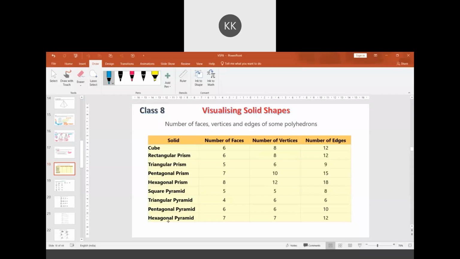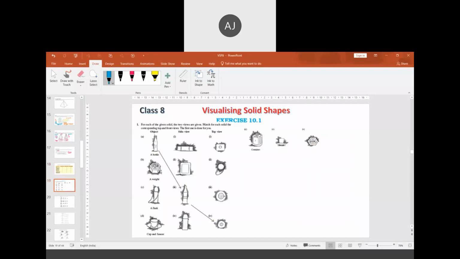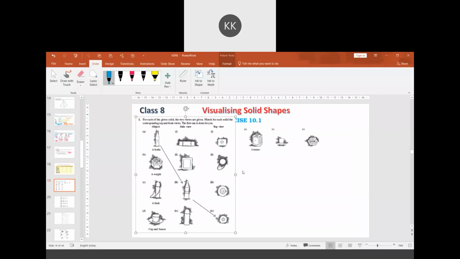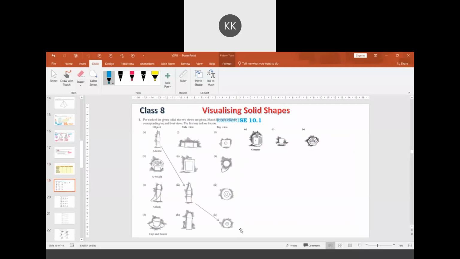Let us come back to visualizing solid shapes. This is an exercise question, a very simple question. Exercise 10.10. Probably it's difficult to read from here. I'll read it for you.